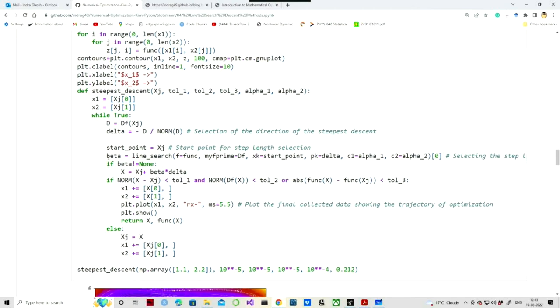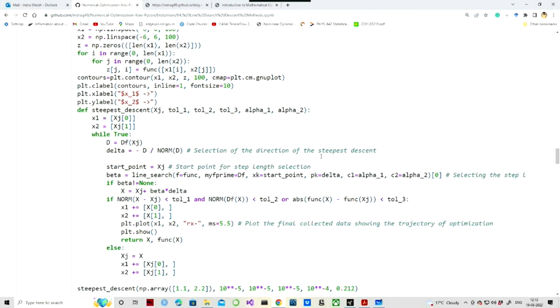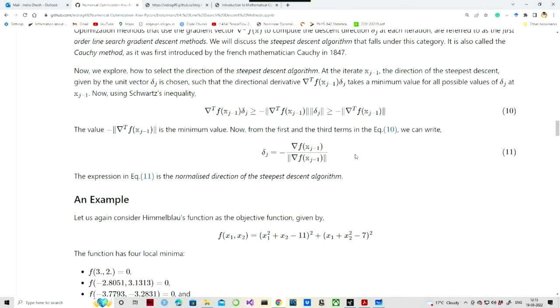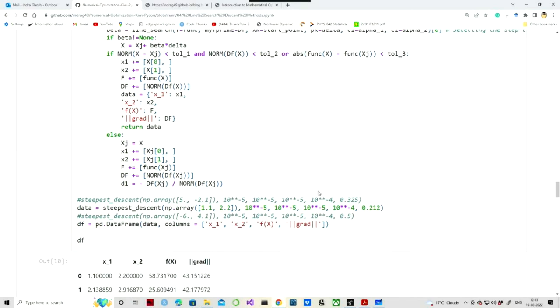And the selection of the direction of the steepest descent is actually what matters for each of these algorithms. So this line is what determines that. So delta equals minus the gradient divided by the norm of the gradient. So this is equation 11. So now if you want to collect the values again, you can do that using pandas.